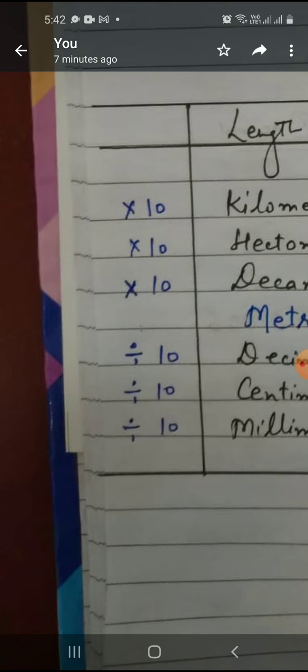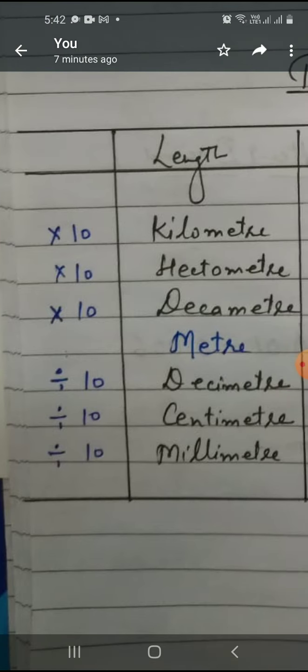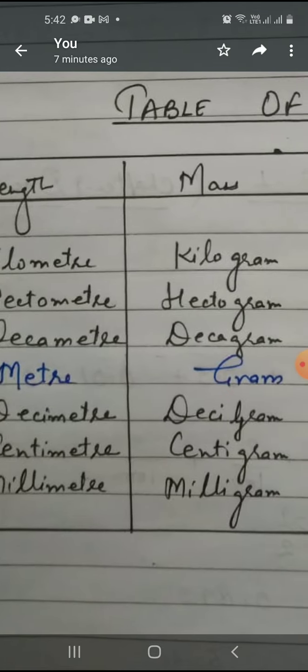ये आप जो अपर यूनिट्स हैं आपकी सारी वो मल्टीपल्स ऑफ 10 हैं. मीन्स 1 किलोमीटर इज इक्वल टू 10 हेक्टोमीटर. 1 हेक्टोमीटर इज इक्वल टू 10 डेकामीटर. ओके, 1 डेकामीटर इज इक्वल टू 10 मीटर. 1 मीटर इज इक्वल टू 10 डेसीमीटर. 1 decimeter is equal to 10 centimeter. 1 centimeter is equal to 10 millimeter. Okay, this is the sequence.